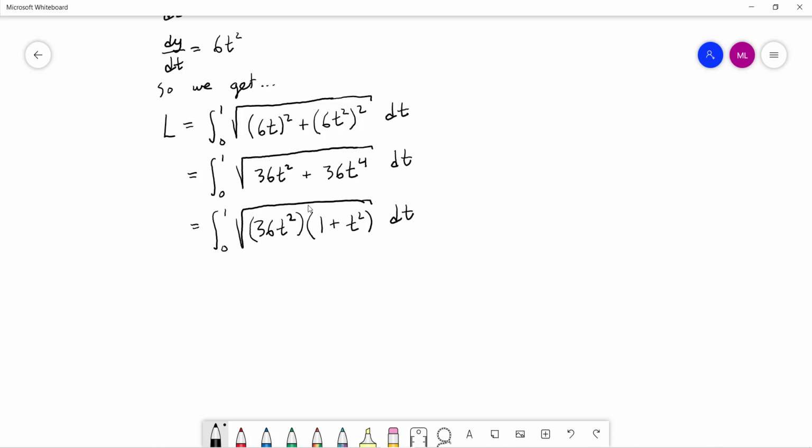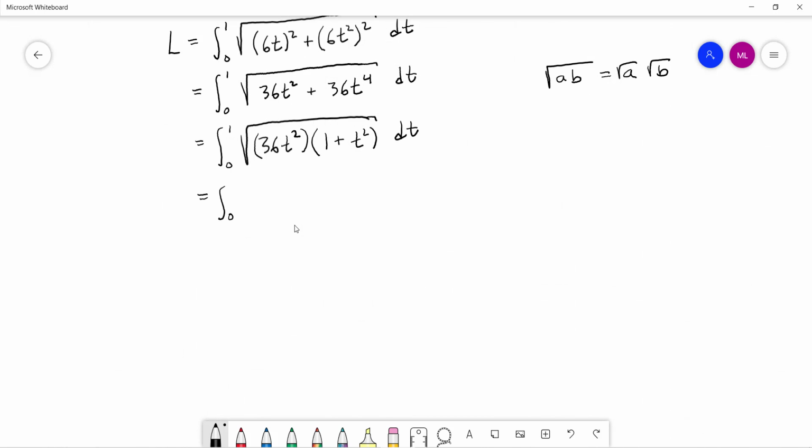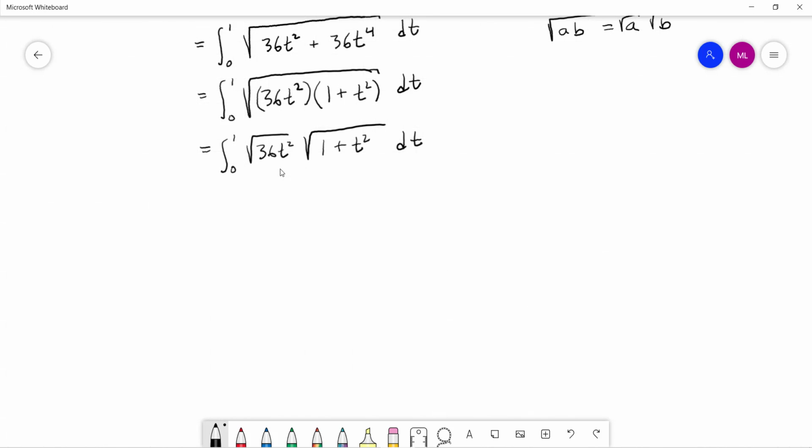But these can be broken up. I've got the square root of a product. Right? What I'm going to do is basically say that the square root of ab is equal to the square root of a times the square root of b. And so this is equal to the square root of 36t squared times the square root of 1 plus t squared dt. The square root of 36t squared is simply 6t. So I'm going to have 6t times the square root of 1 plus t squared dt. Okay. Whew.